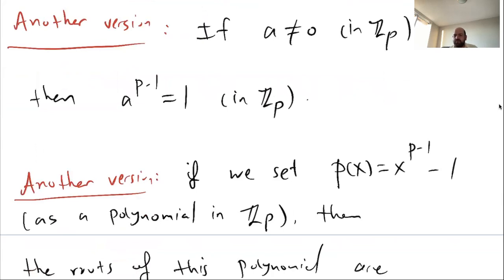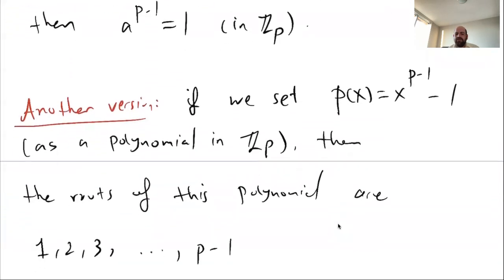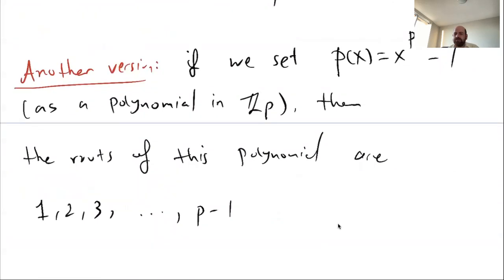Look here, I define my p of x to be x to the power p minus 1 minus 1, right? So what is p of a? p of a is a to the power p minus 1 minus 1, which is 0 according to this equality, which means p of a equals 0 for every number a except 0, which means every number a except 0 is a root for this polynomial. Therefore, the roots of this polynomial are 1, 2, 3, all the way to p minus 1.